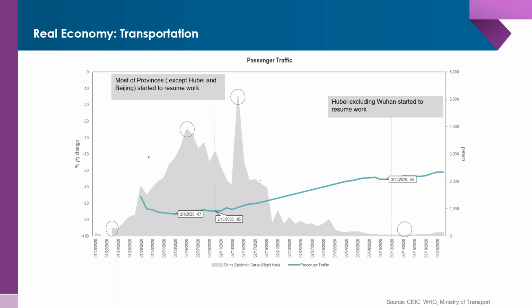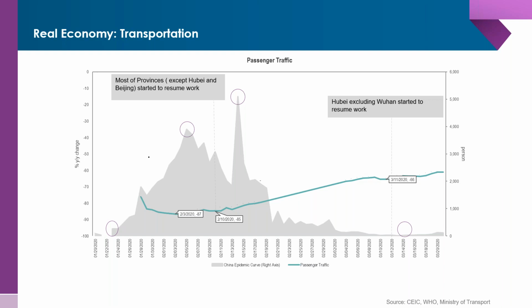The second circle is on February 10th. Most of the provinces, such as Shanghai and Shenzhen, started to resume their economic activities. So you could see a slow recovery of the passenger traffic from this time point. And also the third circle is the peak of China's epidemic curve.